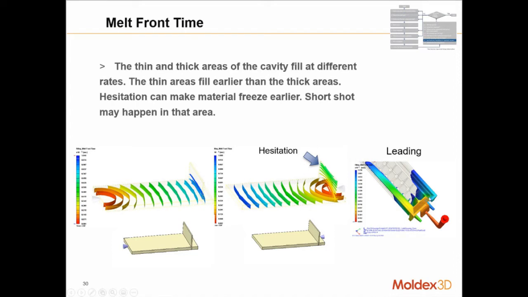Leading, on the other hand, is where the material will again prefer to flow in the thicker region. So you can see in this part here, the top region is much thicker than the bottom region. These features on the bottom of the part are quite thin. Therefore, the material prefers to flow across the top, and it creates this sort of leading phenomenon.